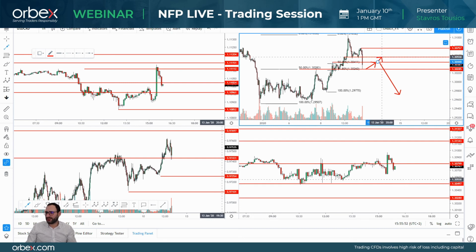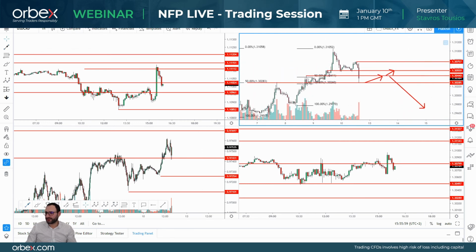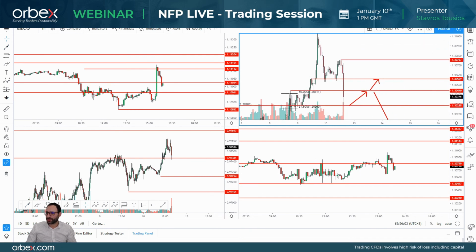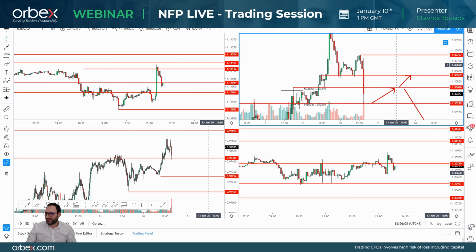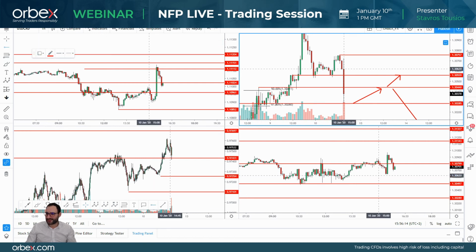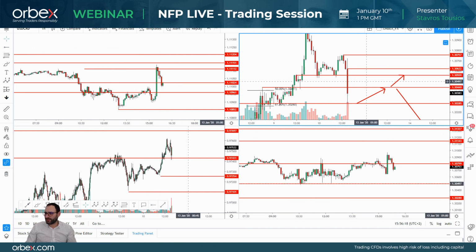Now, this higher can be that level, or many times, and you will be able to notice that for yourself as well if you go back and check what's happening in history, many times you will see prices retracing back to this exact level. This candle, my friends, is called a high momentum candle.